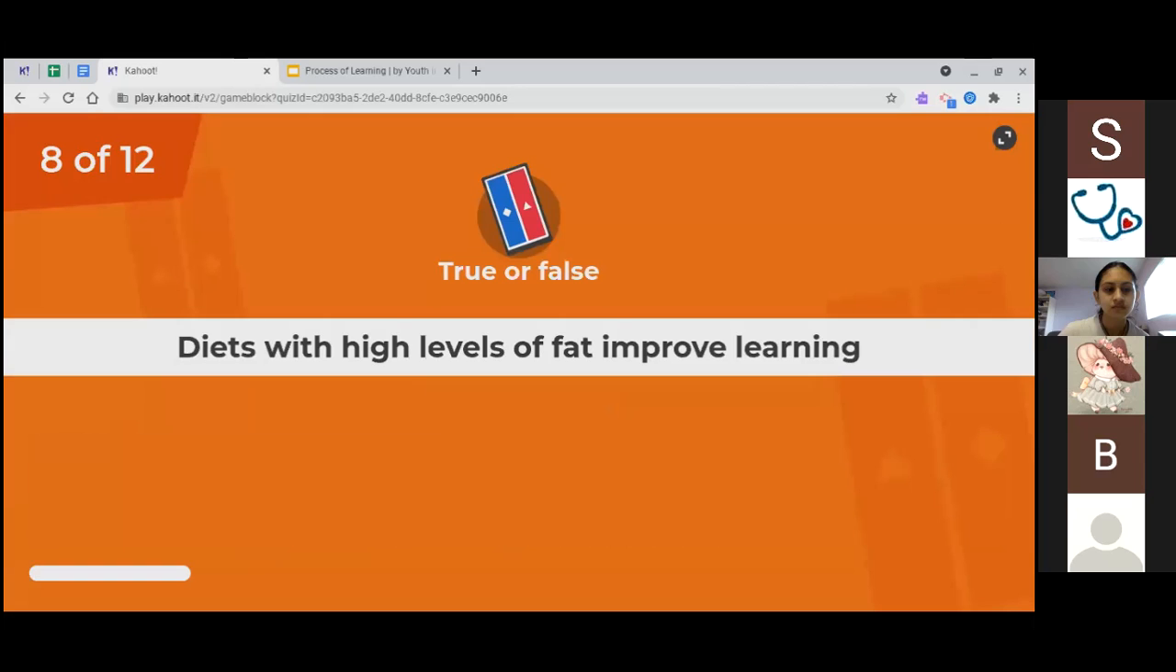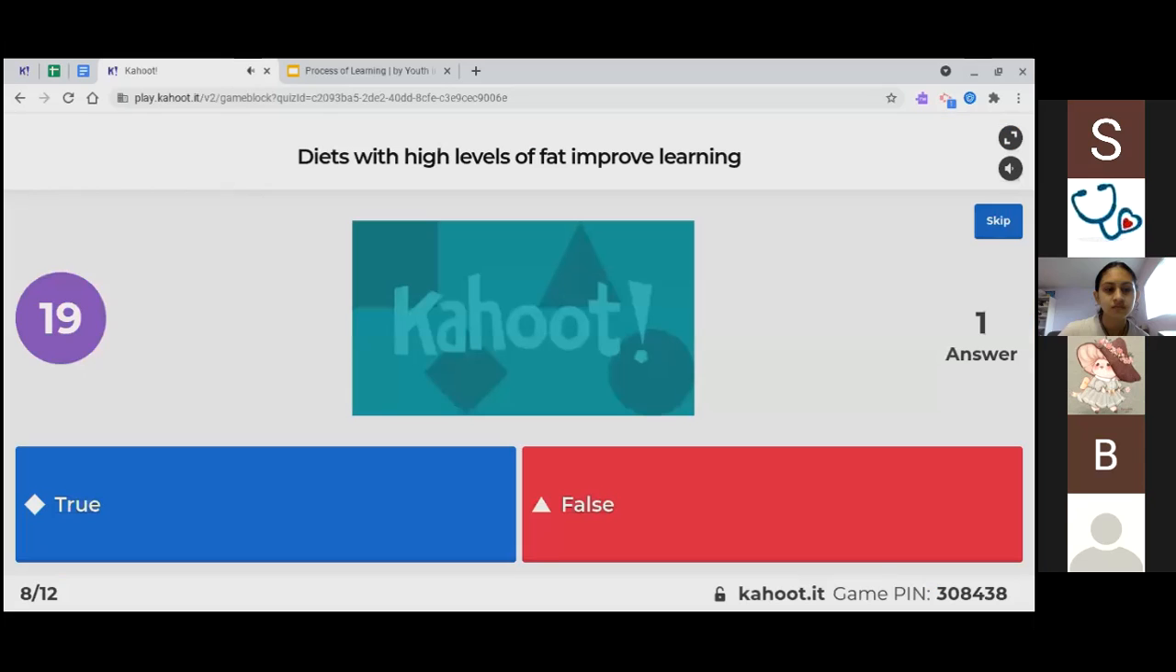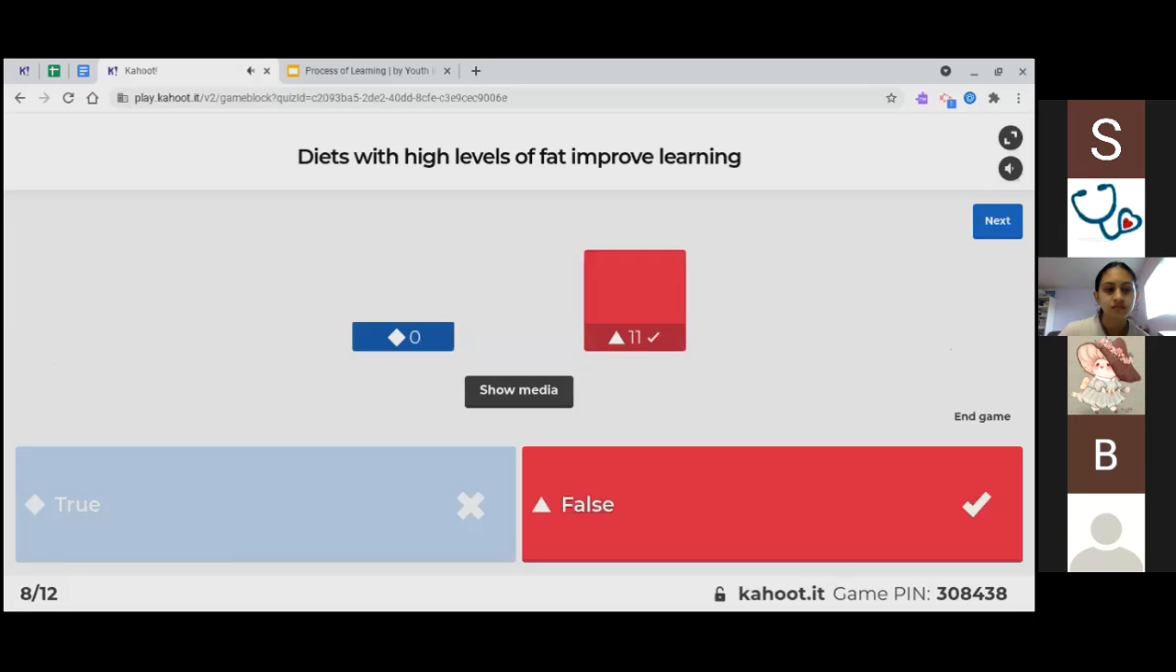The next question, true or false, diets with high levels of fat improve learning. This is false, and everybody chose this is good. You should always try to eat healthy because that helps your learning. Eating unhealthy foods that have a lot of fat aren't really good for you and they don't improve your learning.